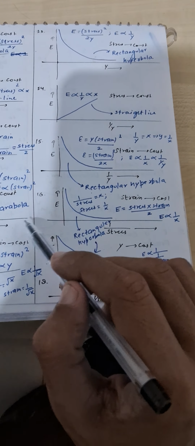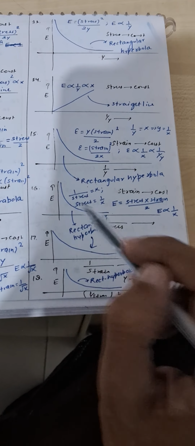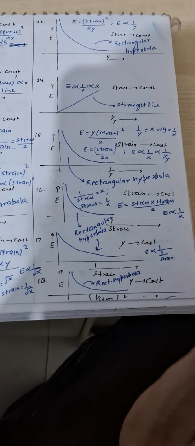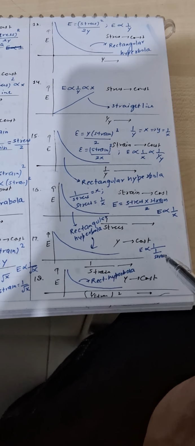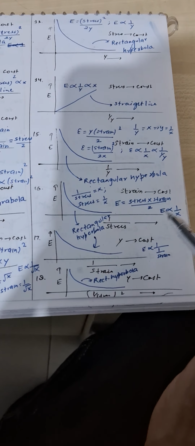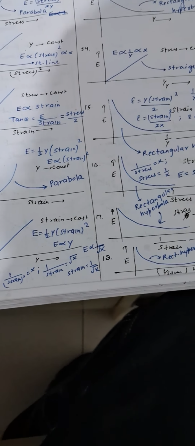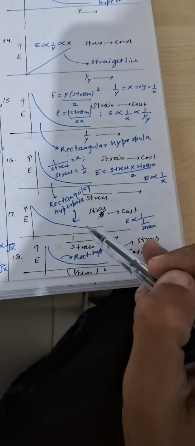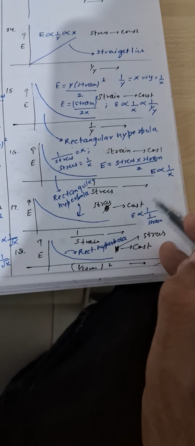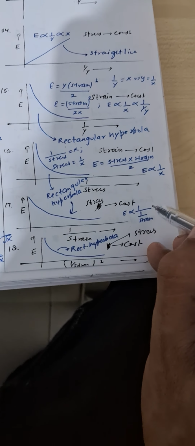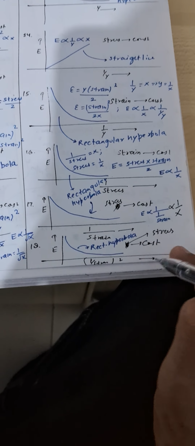Next we have the graph between E and 1 by stress when strain is constant. The relation is going to be this. So E proportional to 1 by x, and the graph will again be a rectangular hyperbola here also. Next, we have E versus 1 by strain. E is proportional to 1 by strain if Y is constant. Next one, now we have stress as constant. So E will be proportional to strain, or it can be written as 1 upon 1 by strain. So we can say that E is proportional to 1 by x, and the graph will again be a rectangular hyperbola.